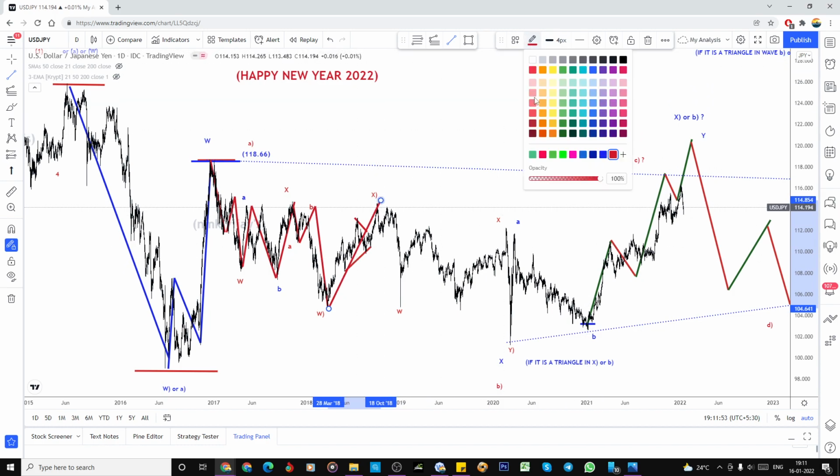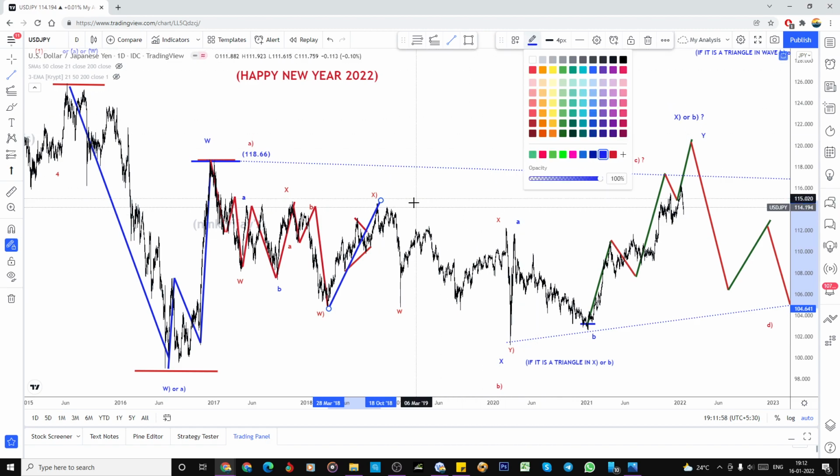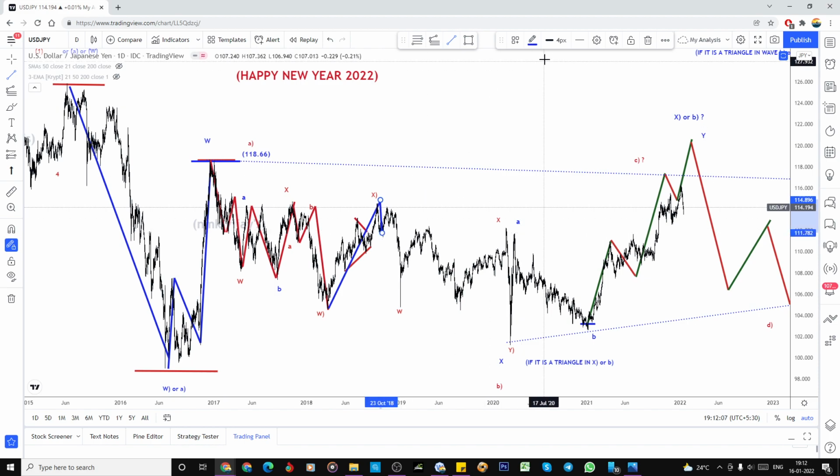So we can make it a blue color. So this is the connecting wave. After that, this kind of impulsive wave it did here. So that same thing, ABC, here it's A. I'm changing the color. So this is the B and C. So this portion got completed.